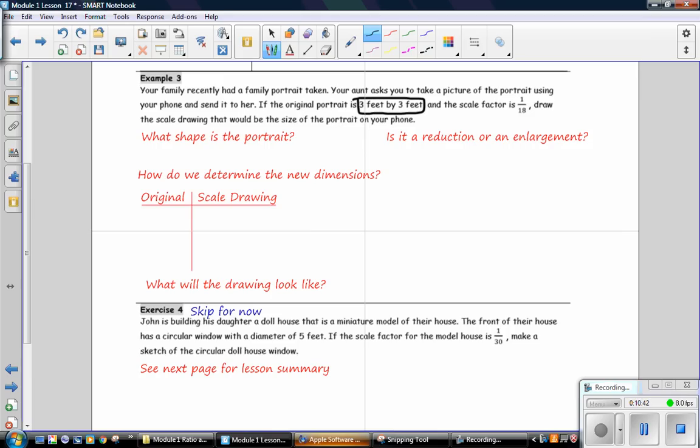Is it a reduction or an enlargement? Since the scale factor is less than 1, this will be a reduction. If the scale factor is more than 1, it will be an enlargement. How do we determine the new dimensions? Well, we went through the steps on the previous page, and we'll repeat that process. So our original dimension is 3 feet, and for our scale drawing we multiply by the scale factor of 1/18th to get our scale drawing length, and that gives us 1/6 of a foot.